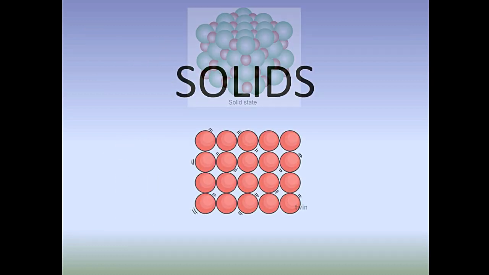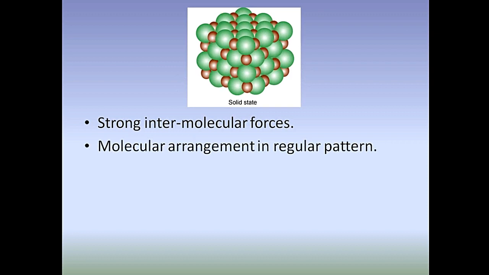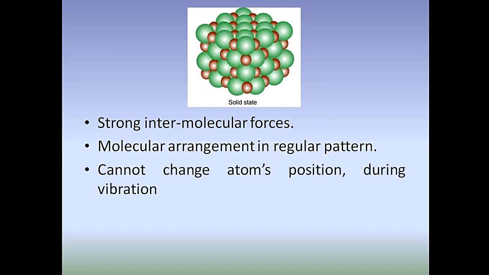Solids have strong intermolecular force of attraction between their particles. Due to that, the molecular arrangement is in a regular pattern. In this picture, you can see that the particles are stuck together with each other and are in a regular pattern. If thermal energy is given, that means if solids are heated, the particles cannot move, but they can vibrate in their position itself. This is also due to strong intermolecular forces. Solids have fixed volume, shape and high density.